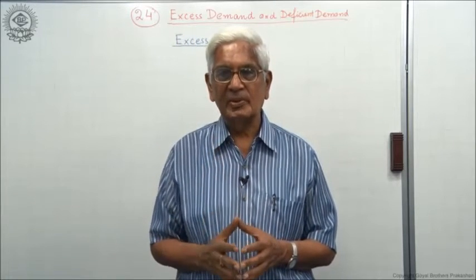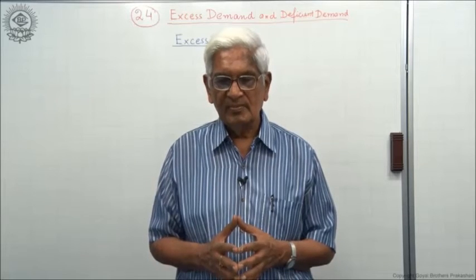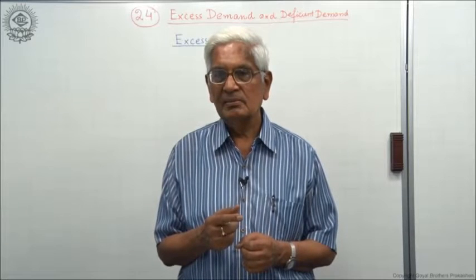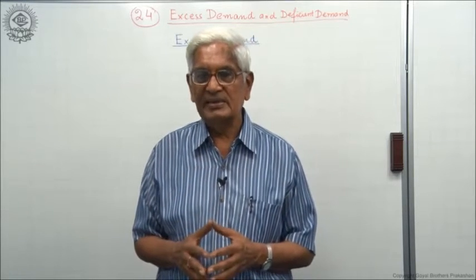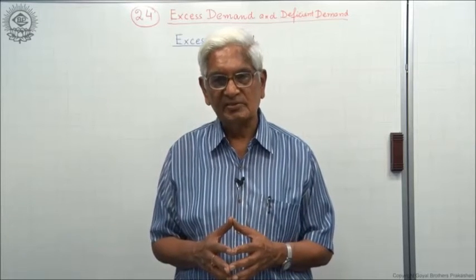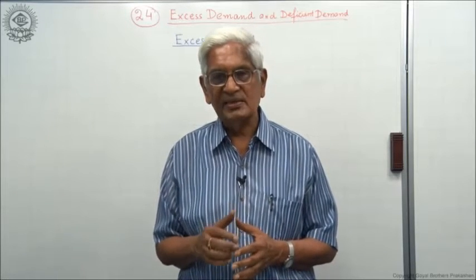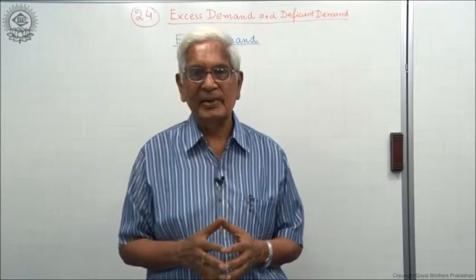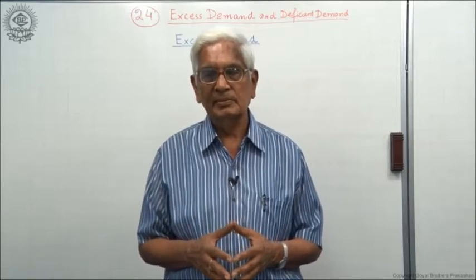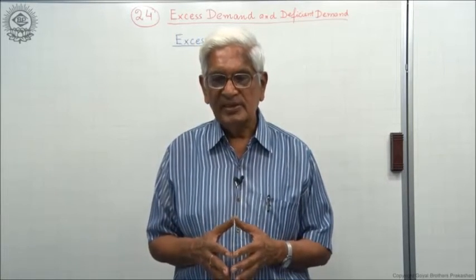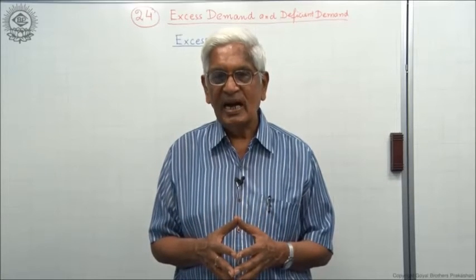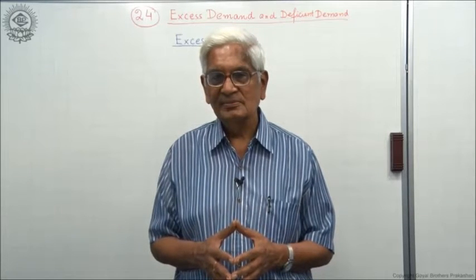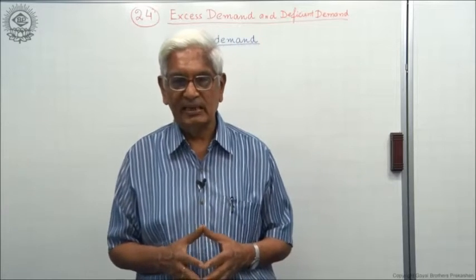Two situations are possible. At full employment level, aggregate demand being greater than aggregate supply, one situation. Another situation, aggregate demand being less than aggregate supply at full employment level. The two situations are termed as excess demand and deficient demand.